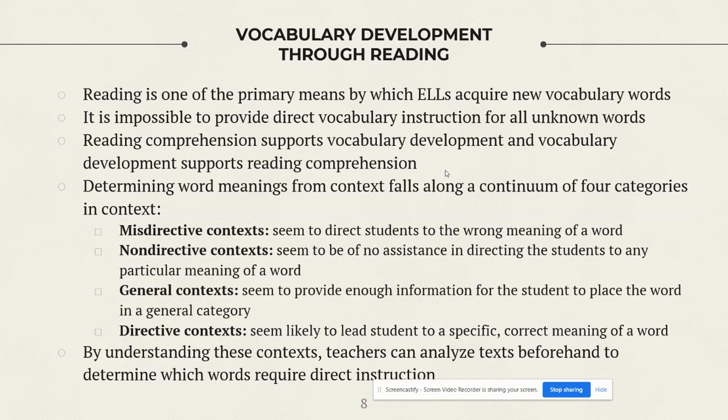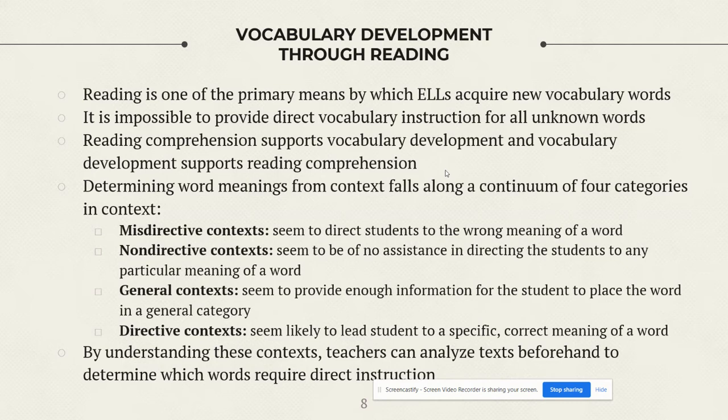You want to be mindful: what text may I be asking the class to read for this lesson, and what vocabulary words are crucial for that text? Those are the ones that you probably want to address. Reading comprehension supports vocabulary development, and vocabulary development supports reading comprehension. So determining word meanings from context falls along a continuum of 4 categories.